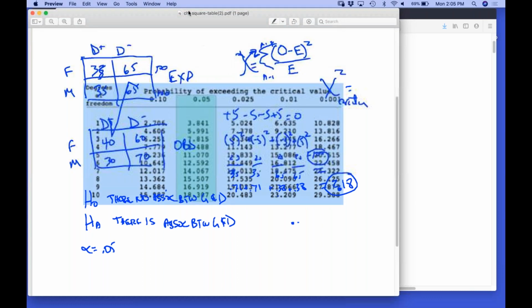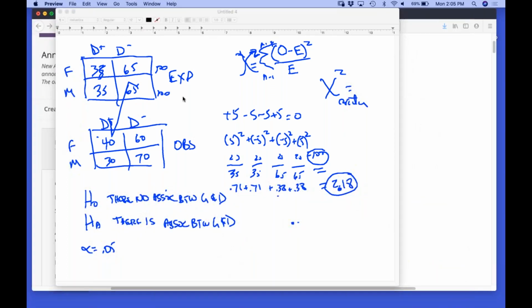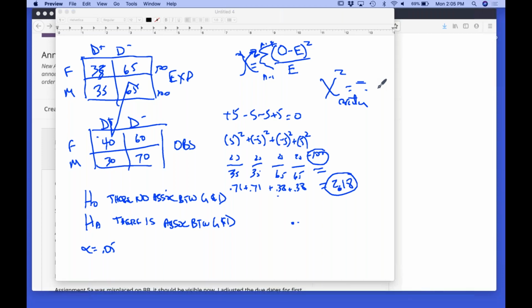So let me get this out of the way. Okay, so my critical value for chi-square is equal to 3. Whoops. Uh-oh, something bad happened here. Disconnect this and reconnect it. See if I can get it to get happy again.